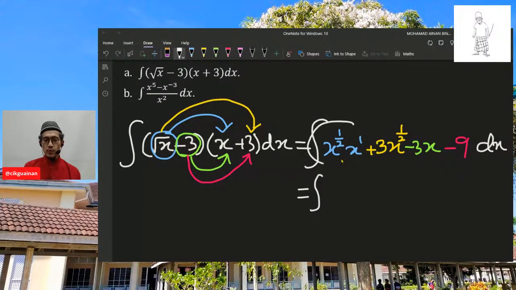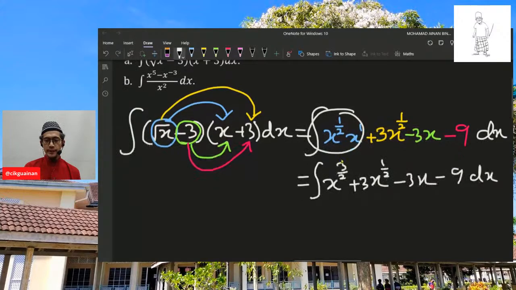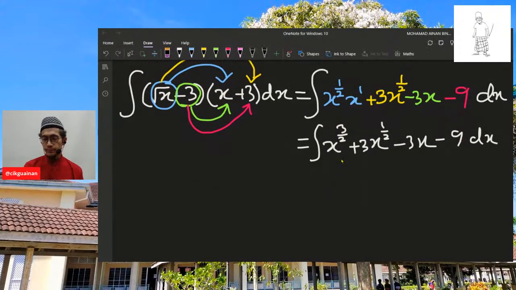Okay, so this one we multiply, we add the powers. So half add 1 is x to the power 3 over 2, plus 3x to the power 1 over 2 minus 3x minus 9, with respect to x. Just to tidy the first term first. Okay, next, what to do? We integrate. How to integrate the first term?